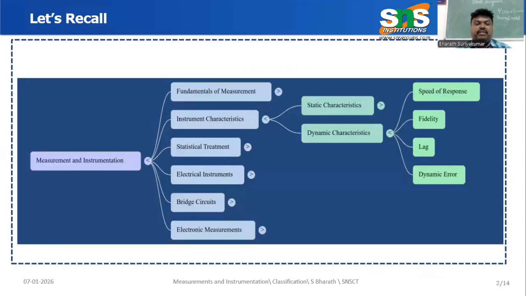Let's recall the previous session. In measurement and instrumentation, we have seen the fundamentals of measurement, instrument characteristics, statistical treatment, and electrical instruments. In all these, we have discussed the static characteristics and dynamic characteristics of the instruments. The dynamic characteristics involve the speed, the fidelity, the lag, the dynamic error, etc. And static characteristics involve various other things.